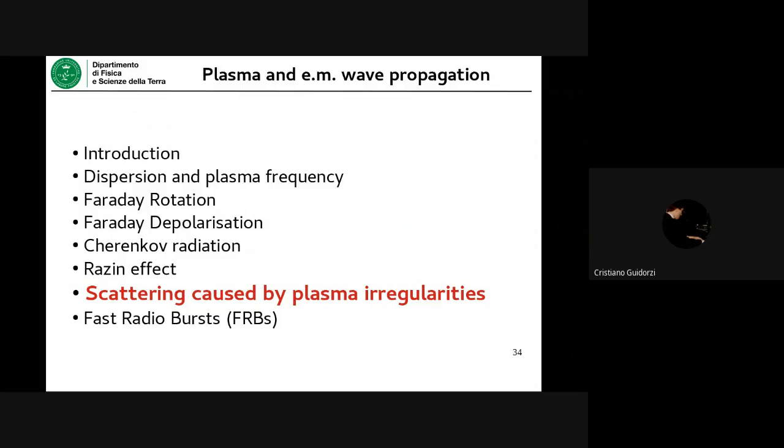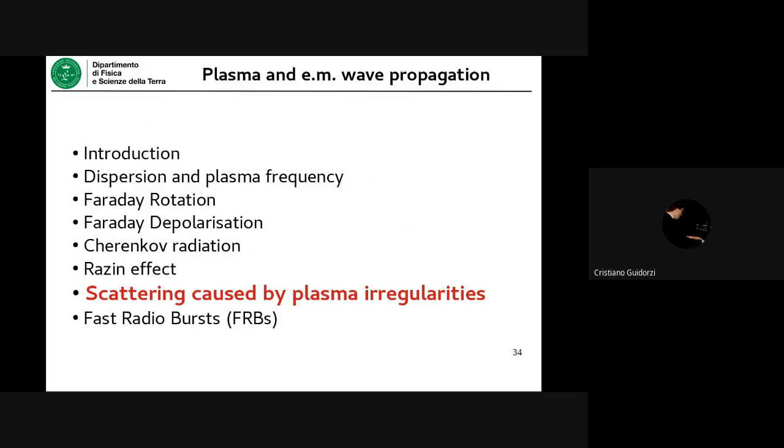We also saw, I'm just making a kind of summary, the Faraday rotation, which is what happens in the presence of both plasma and an external magnetic field. In particular, we saw that what is relevant is the parallel component of the magnetic field, parallel with respect to the line of sight. And it's also sensitive to the sign, so whether it is anti-parallel or parallel. A fair example of this application is just the mapping of the galactic magnetic field.